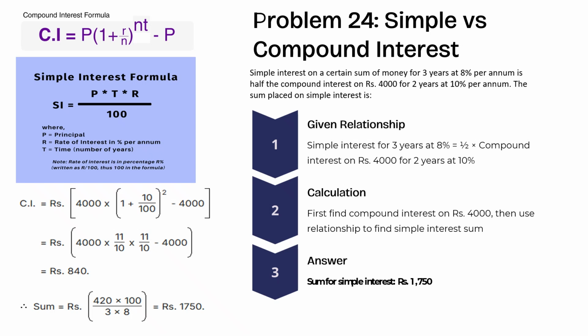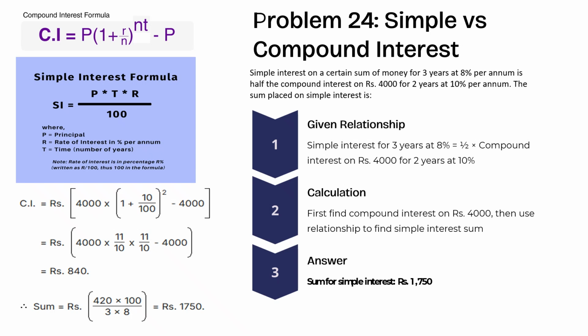So what is the tenure? The tenure they have mentioned is 3 years, and the rate of interest is 8%, so 8 by 100. So SI we have 420, this P we need to find, T is 3 and R is 8 by 100.